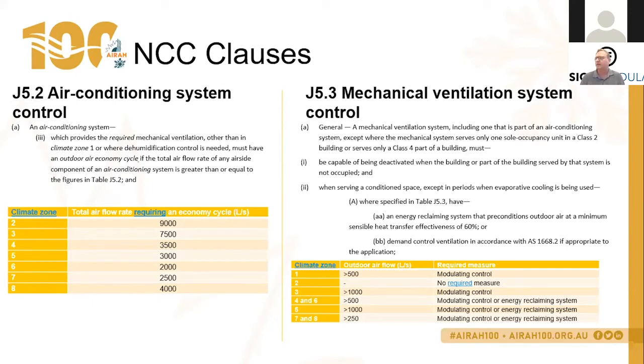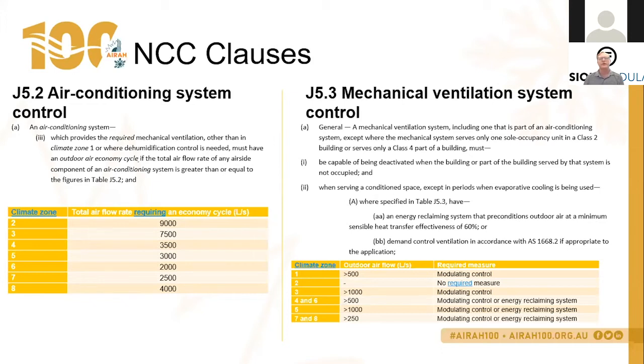It's recognised in the code that doing economy cycle does require additional ductwork, increases in duct sizes, additional dampers, controls, motors, etc. So there is a cost implication involved, and you do need to be aware of that and make sure that you are applying the clause correctly and taking into account the use of economy cycle from a cost benefit perspective as well.